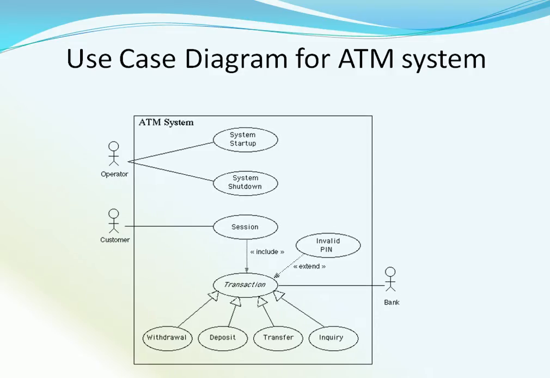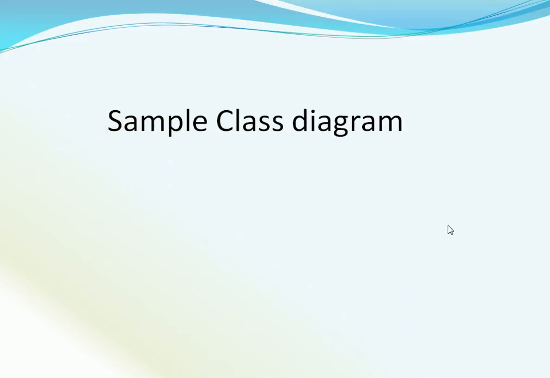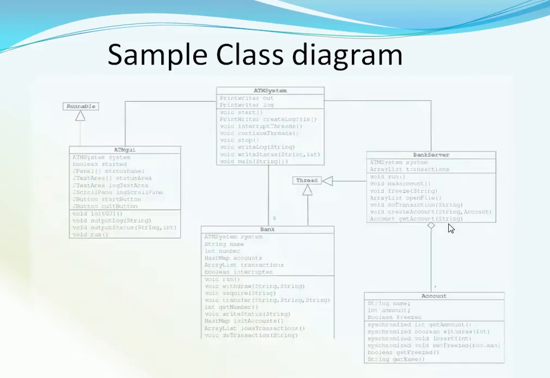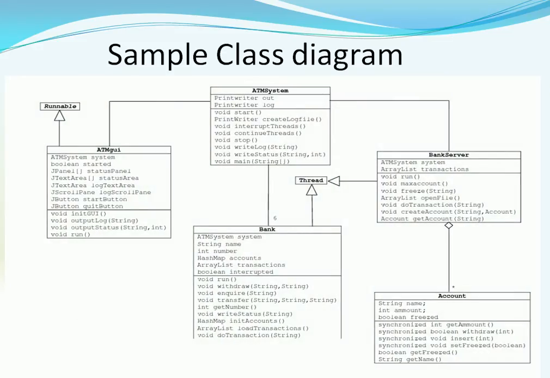This is a use case diagram of the ATM system. You know that a use case is a task which an actor needs to perform with the help of the system. Here, there are three actors: operator, customer and bank. Session is the use case which interacts with the customer and the transaction use case. I will describe this in detail later. This is a simple class diagram written in Java for the ATM system transaction process.